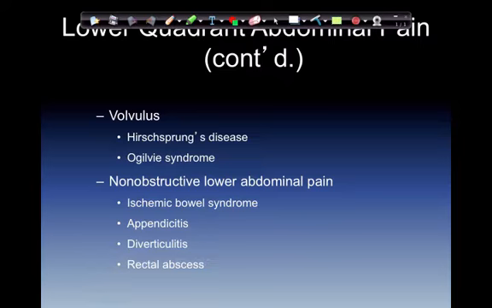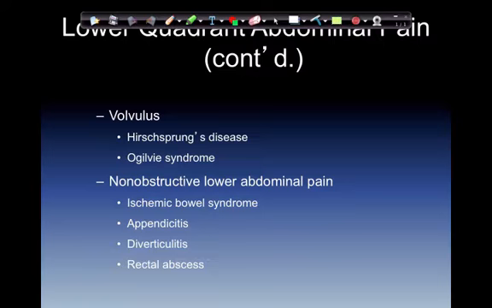Hirschsprung's disease, most common cause of lower intestinal obstruction in the newborn. Genetic mutation that causes a congenital absence of ganglionic nerves in the bowel walls, including the rectum. Megacolon, the colon expands. Ogilvie syndrome, acute pseudo-obstruction of the colon.